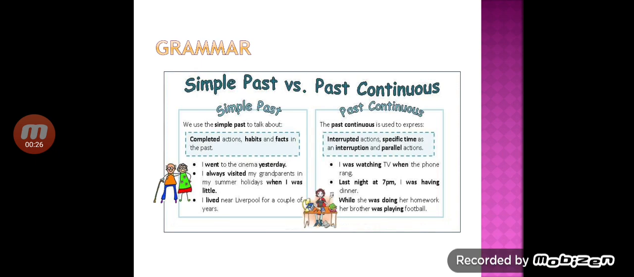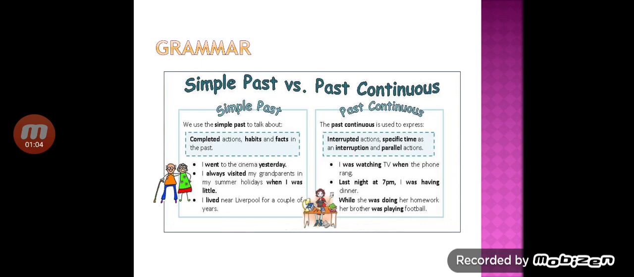Grammar, past simple and past continuous. We use the past simple to talk about completed actions, habits, and facts in the past. It is the action that happened. Past continuous. The action is used to express interrupted actions, specific time as an interruption, and parallel actions. It is an action which had happened in a particular time.